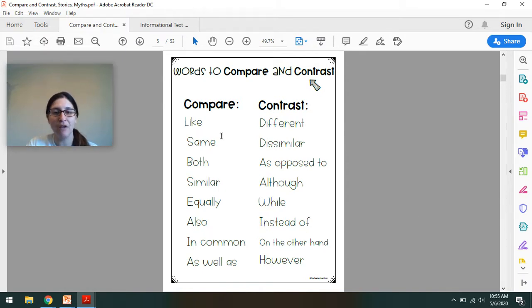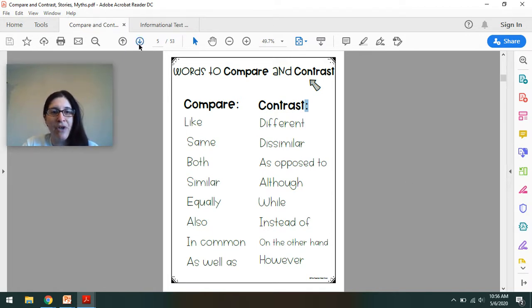So if we look here, when this says compare, these are words that we would use to show how something or things are the same. So like, same, both, similar, equally, also, in common, as well as. If we are going to contrast or say how they are different, these are keywords right here. So we have different, dissimilar, as opposed to, although, while, instead of, on the other hand, however.